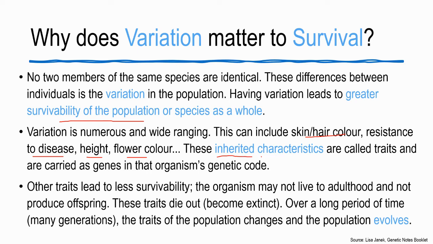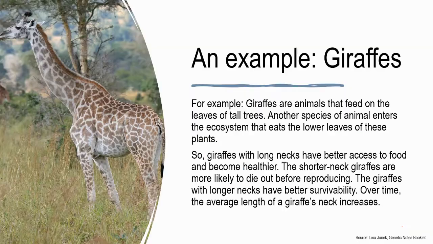These inherited characteristics are called traits and are carried as genes in that organism's genetic code, so it's carried by the DNA. Other traits lead to less survivability, so the opposite is also true. The organism may not live to adulthood and not produce offspring. These traits die out or become extinct. Over a long period of time, many generations, the traits of the population change and the population evolves. And evolves just means it changes over time.